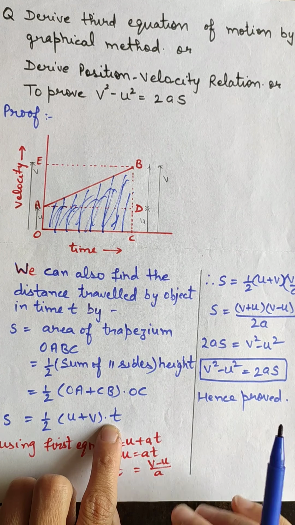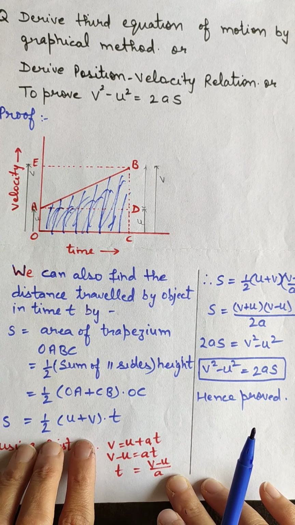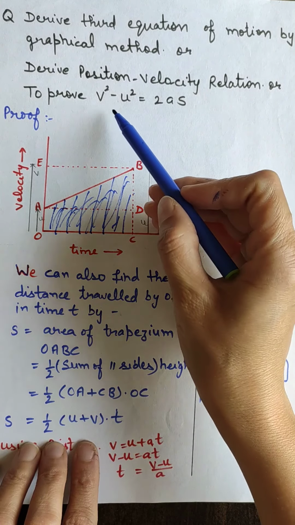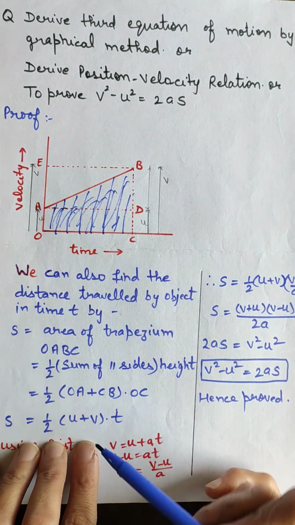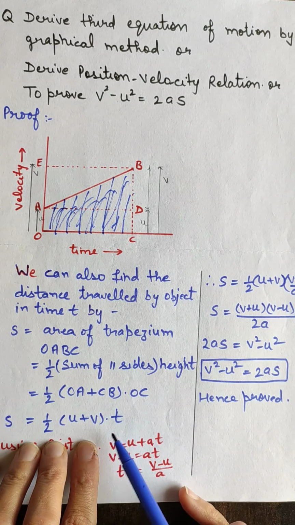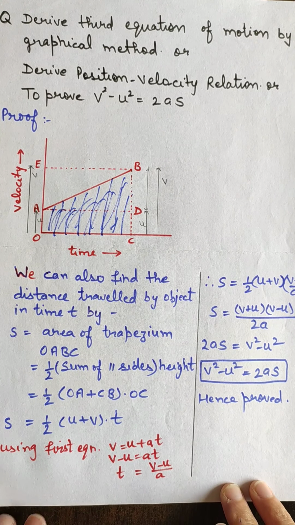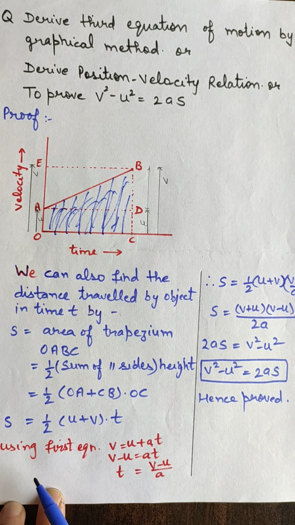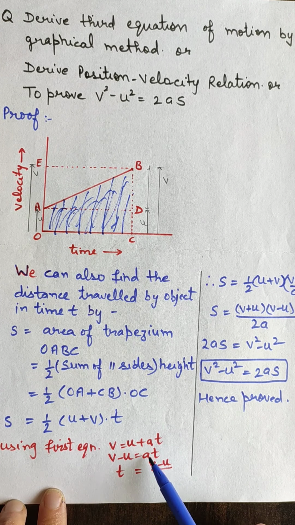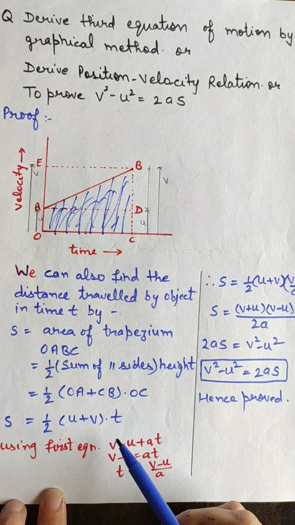We got this. Now, let us compare this equation with the required equation. We want S and we are having S in this equation. We want V and U, but in the form of squares, but we are not having that. And in the required equation, we don't want T, time, and here we are having time. So, we will substitute the value of T from the first equation of motion. The first equation of motion is V equal to U plus AT. So, we will rearrange this equation: V minus U is equal to AT. So, T is equal to V minus U divided by A. We will use this value of T in this equation.